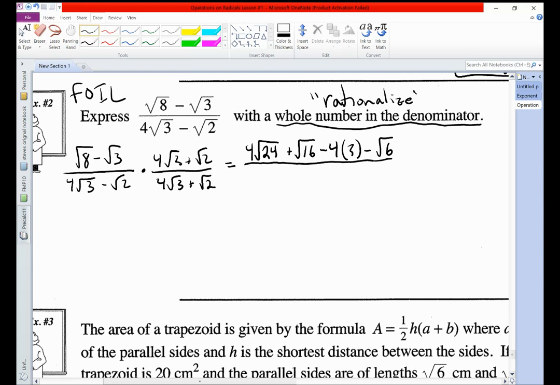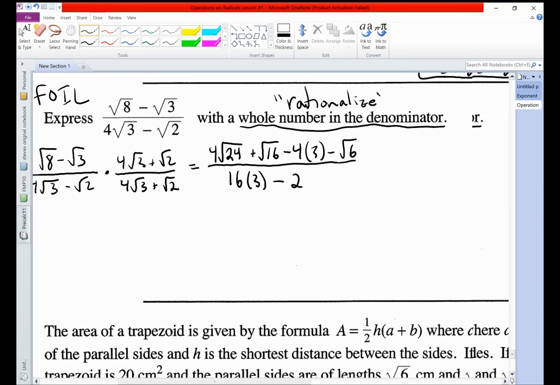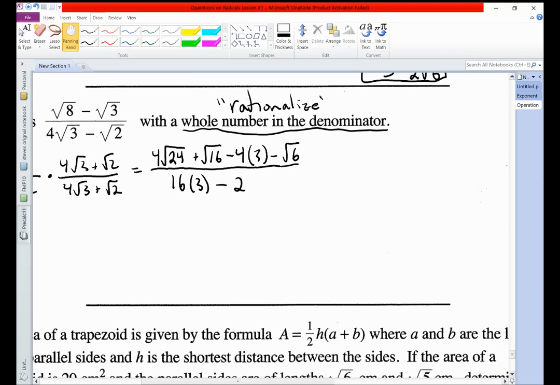The bottom, so we're going to have, because we're rationalizing, 4 root 3 multiplied by 4 root 3. That's going to be 16 multiplied by 3. And subtract root 2 times root 2, which is just going to be 2. So now we can start to simplify. In the bottom, we have 16 times 3, which is 48, minus 2. And in the top, we want to start looking at each term.